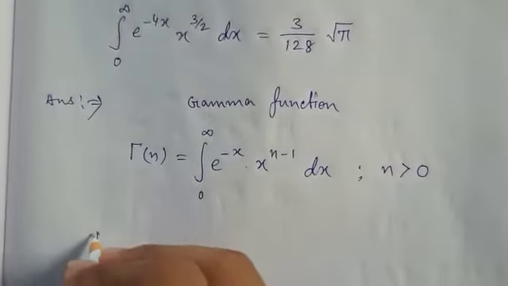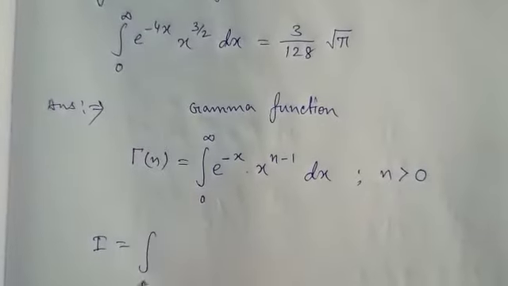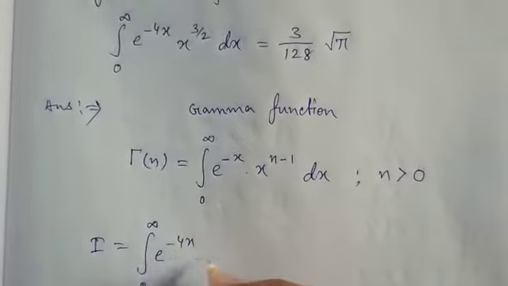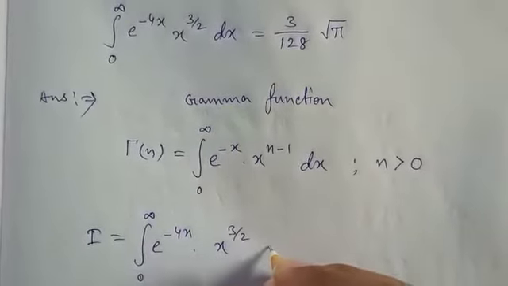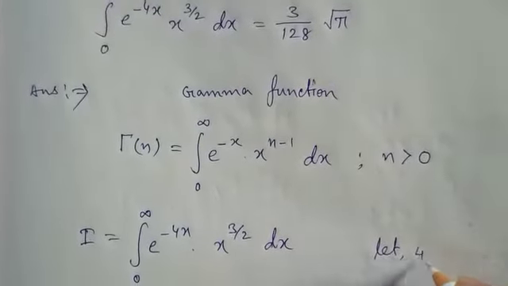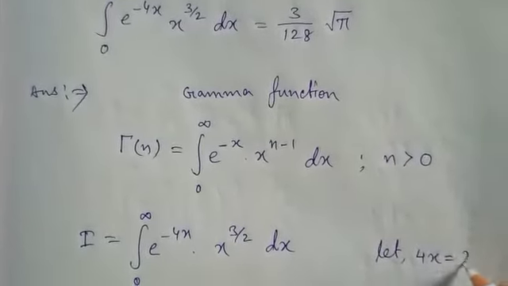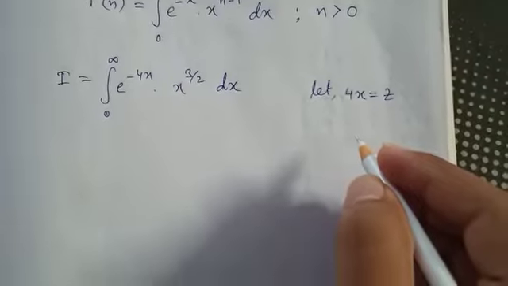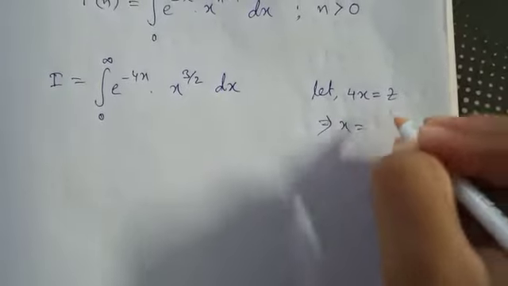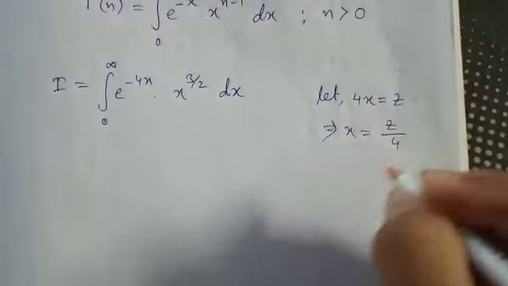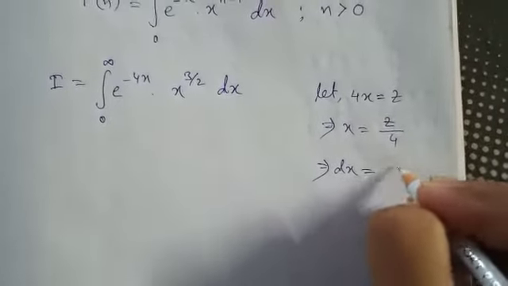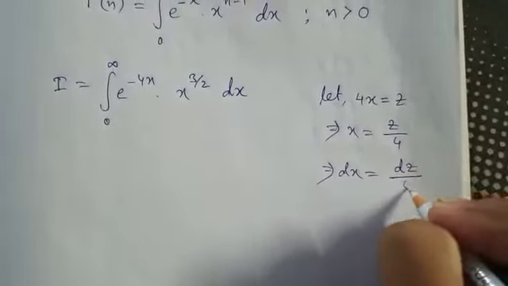So let I be equal to the integration from 0 to infinity of e to the power minus 4x into x to the power 3 by 2 dx. Let 4x is equal to z, or x is equal to z by 4. Differentiating this, dx is equal to dz by 4.